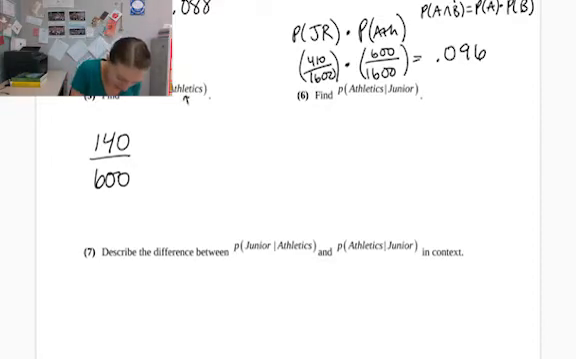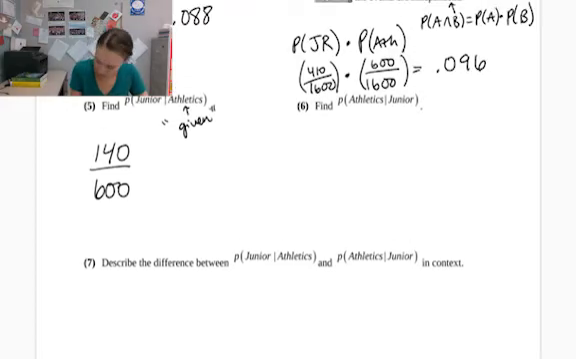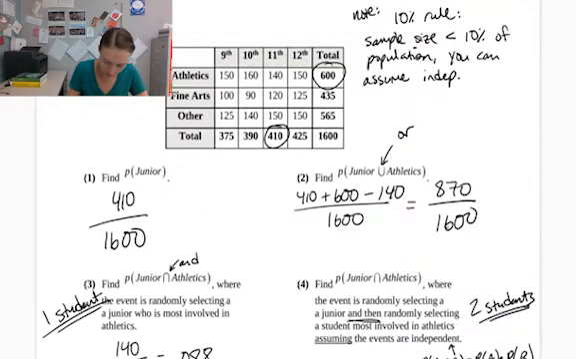So this was the given condition. This was the condition, so that's the one that goes in the denominator. So now we're saying, what's the probability that if I select a student, they're going to be most involved in athletics, given that I'm only looking at juniors? Well, there are how many juniors? There are 410 juniors, and 140 of those are most involved in athletics.